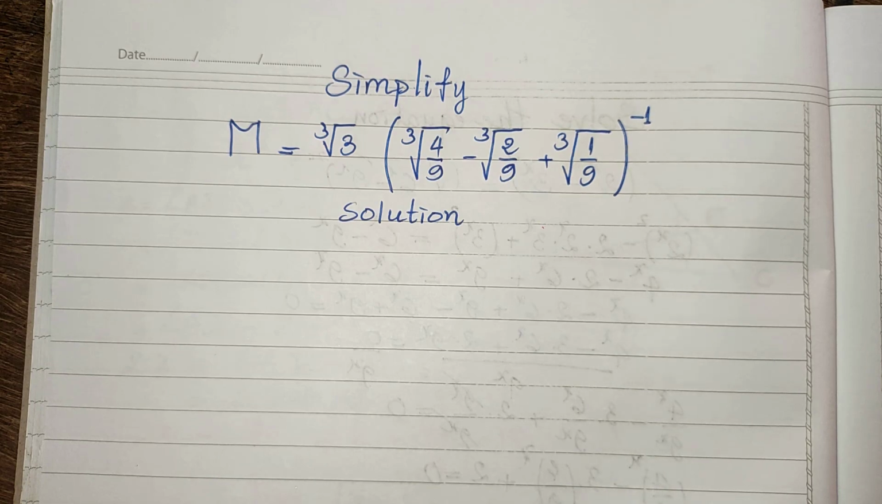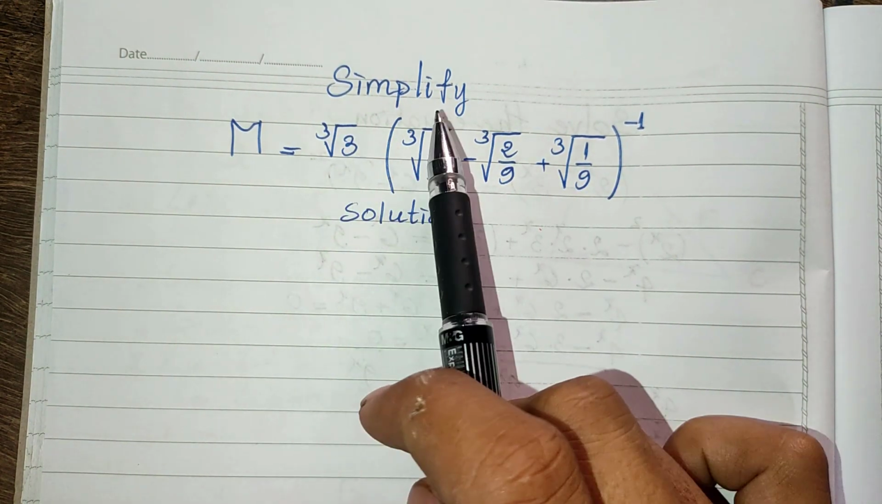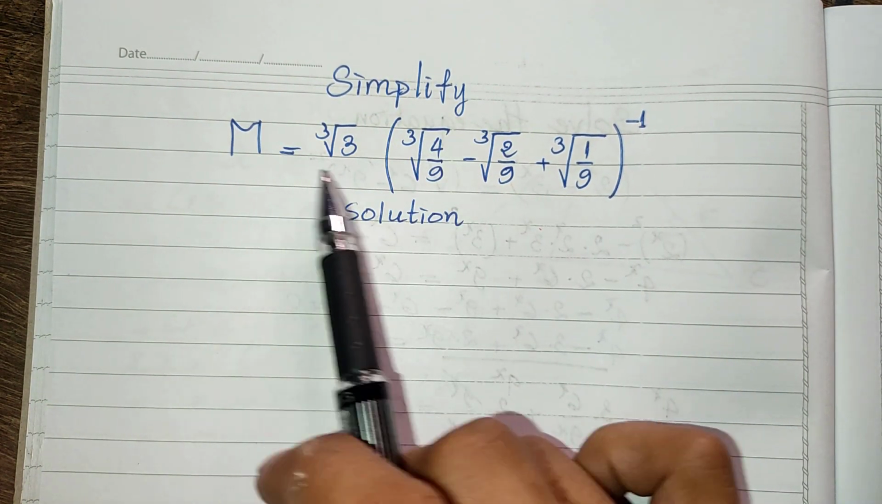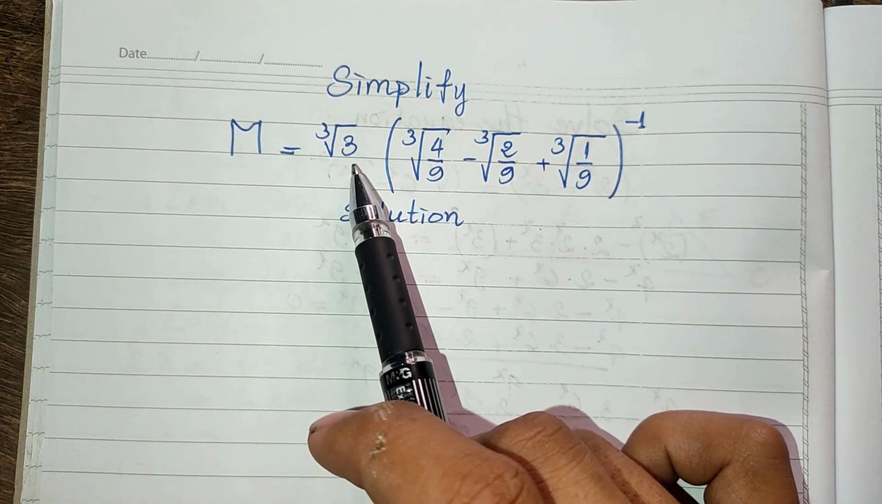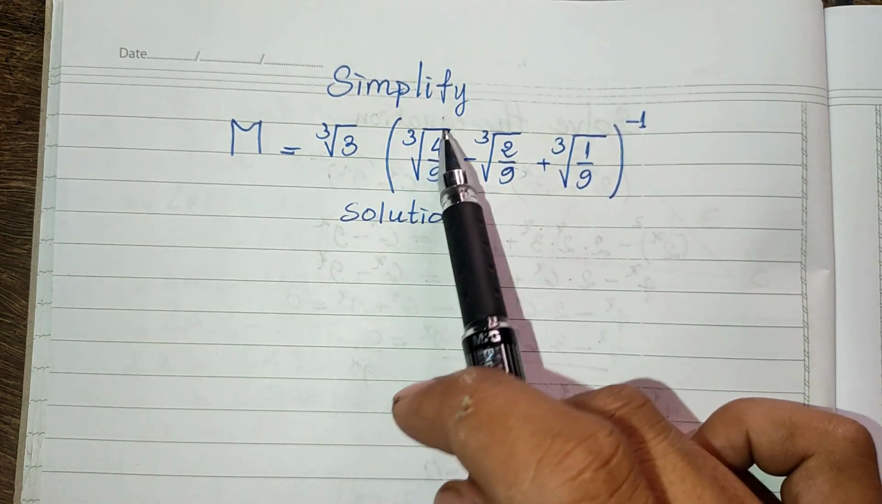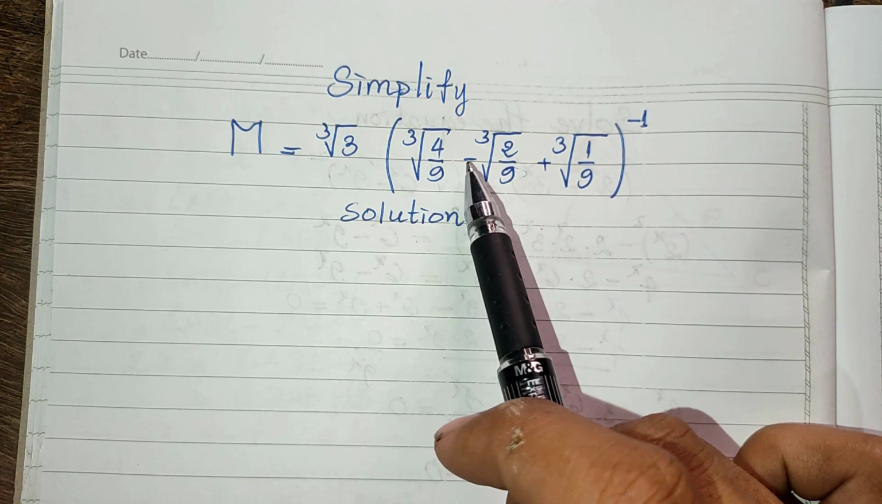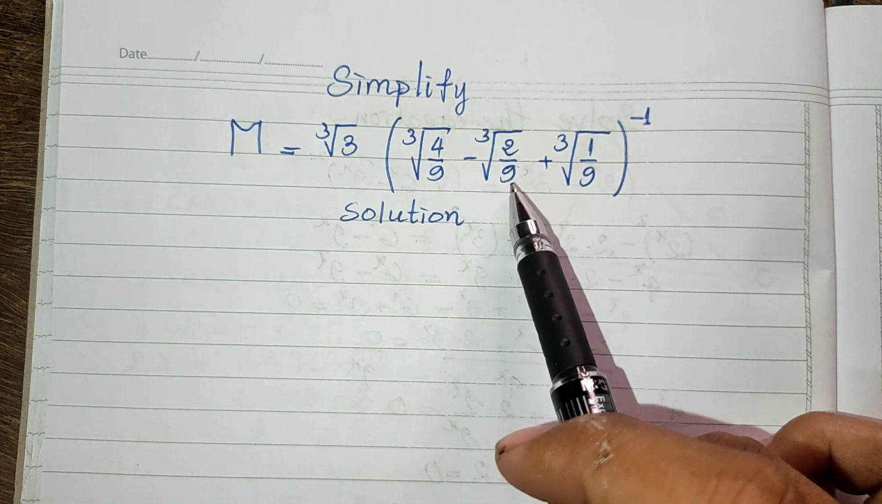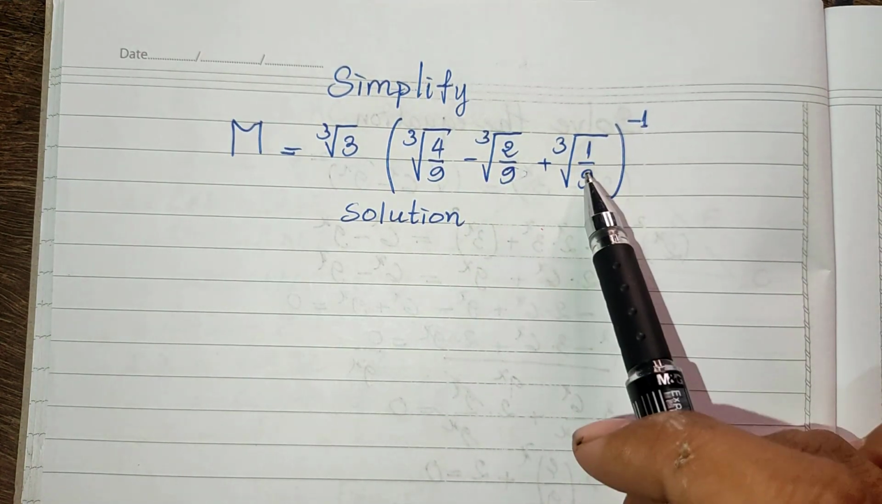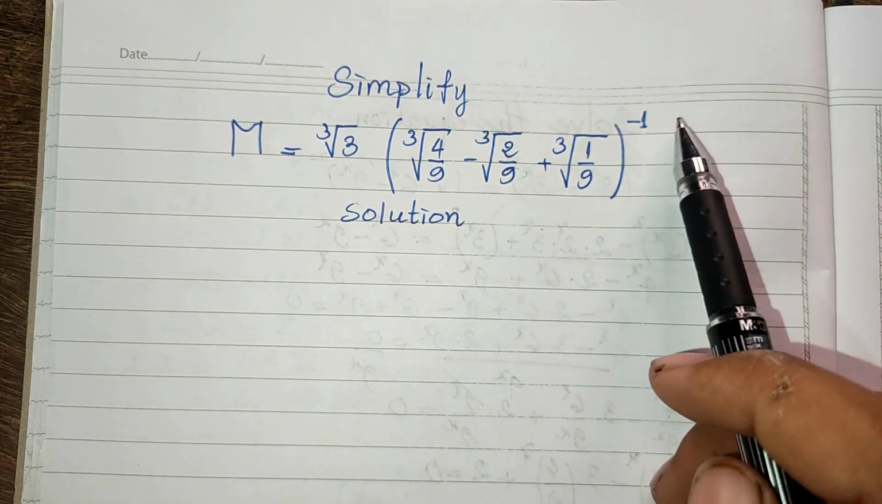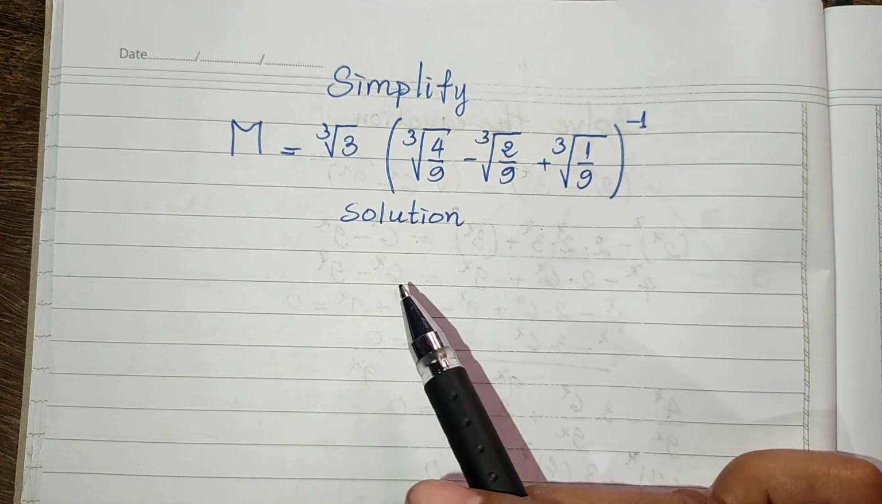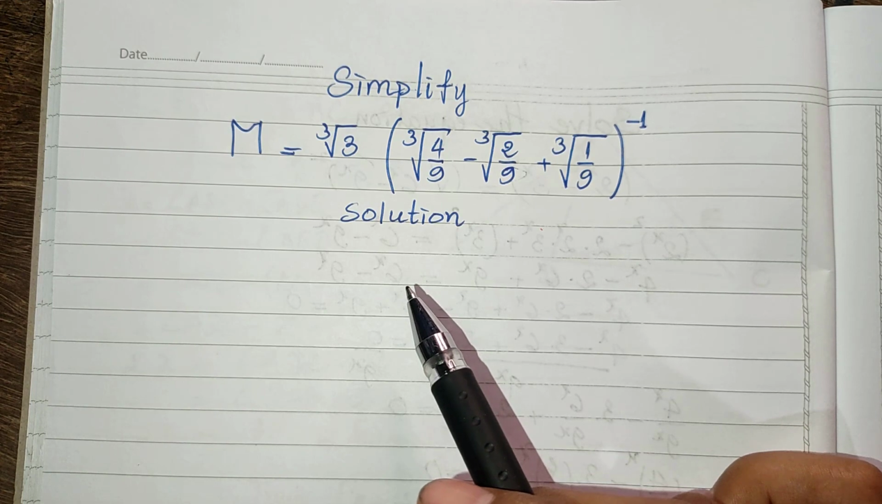Today I have one exercise. Simplify m equals cube root of 3 multiplied by the cube root of 4 divided by 9, minus the cube root of 2 divided by 9, plus the cube root of 1 divided by 9, all to the power minus 1. Do you know how to solve this? If you know, please do it.